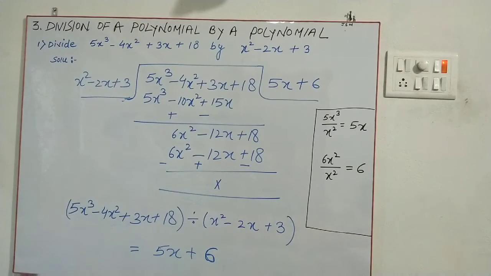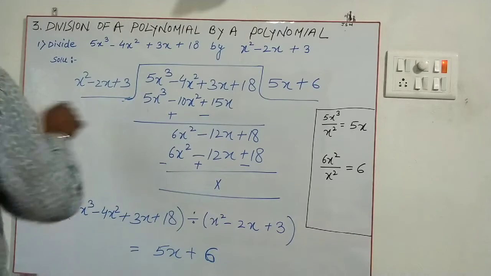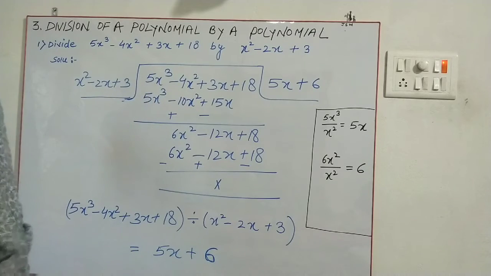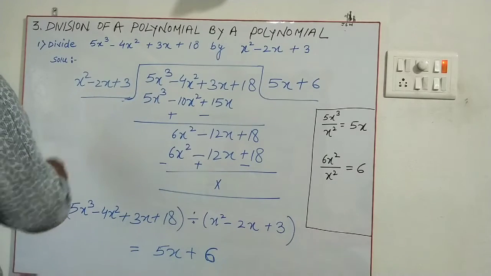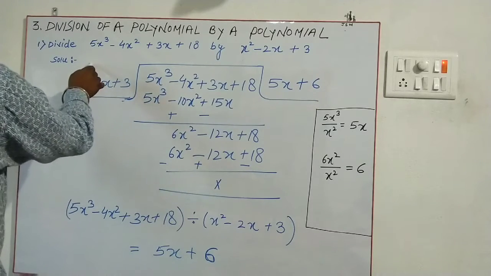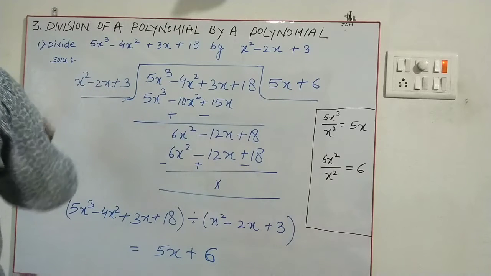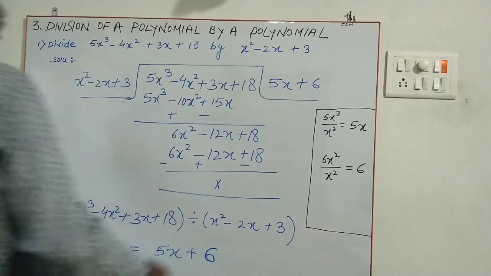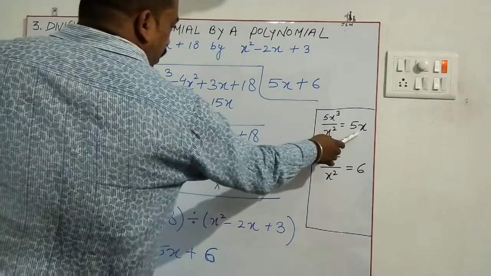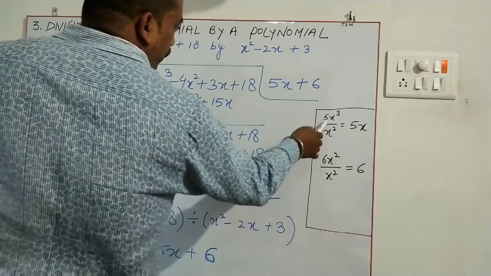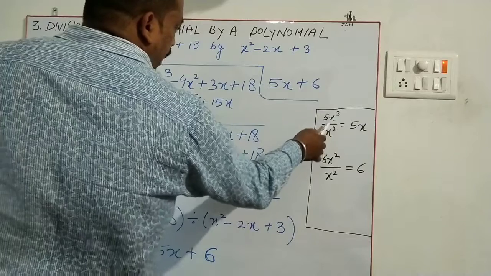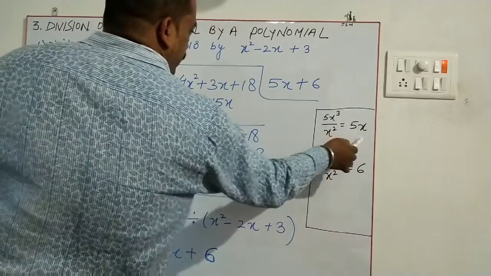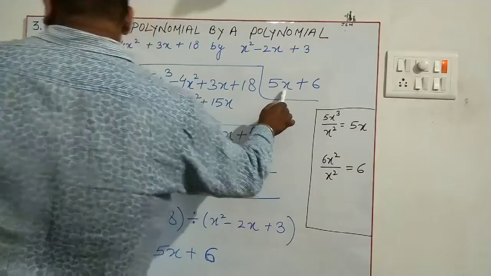In next step, divide the first term of the dividend, so first term of the dividend is 5x cube, by the first term of the divisor. So the first term of the divisor is x square, to obtain the first term of the quotient. So when we will divide 5x cube by x square, we will get 5x. So 5x is the first term of the quotient.